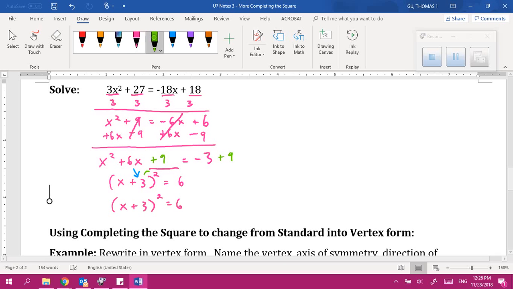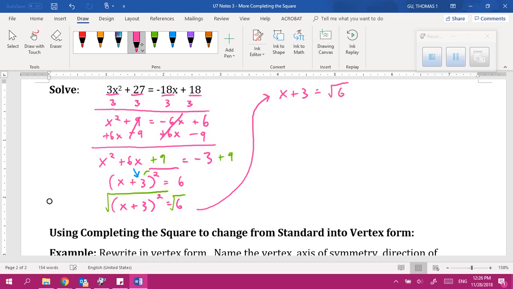Okay, so now we are at the point where we have x plus 3 squared equals 6. What do we do? Square root. Which gives me x plus 3 equals plus or minus square root of 6, because you can't simplify the square root of 6 any more than that. Okay, so now what do we need to do from here?